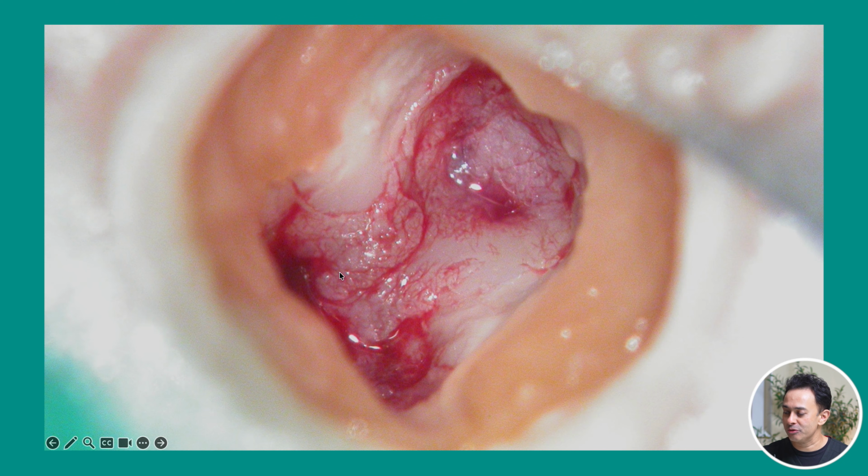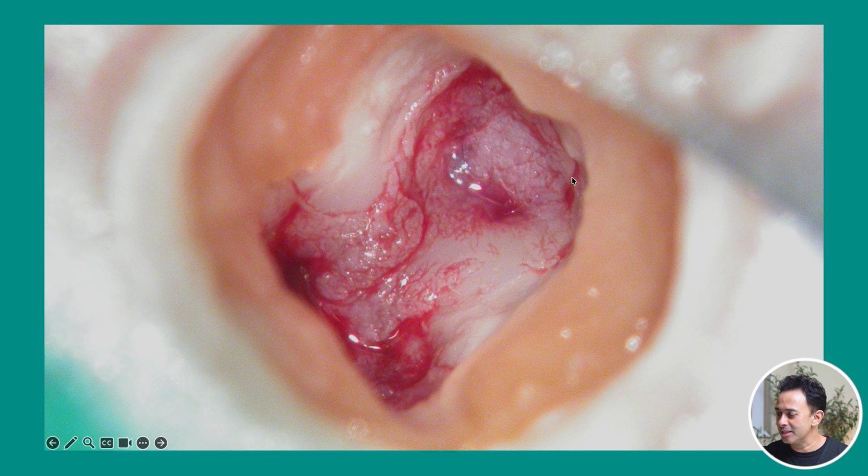Even when you have lots of pulp tissue like this, sometimes you can get erratic readings. So it's always a good idea to extirpate this pulp first and then clean out the excess pulp tissue and then retake the measurement.